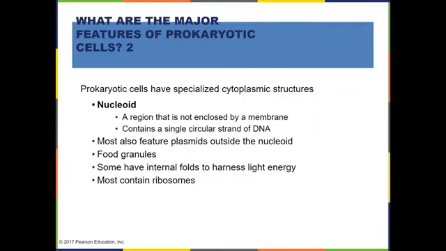You may or may not have some folds that function as light harvesting structures. Those are rare in prokaryotic cells, but something like cyanobacteria would have structures similar to what we see in photosynthetic organisms, like plants, where they can absorb sunlight and turn that into chemical energy for themselves. And most all of them are going to contain ribosomes.